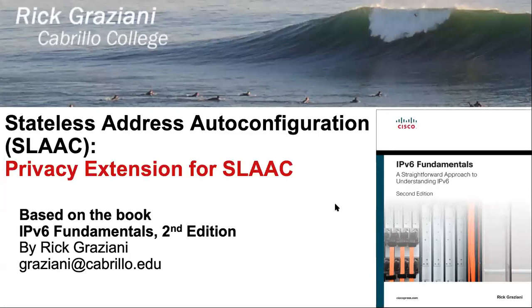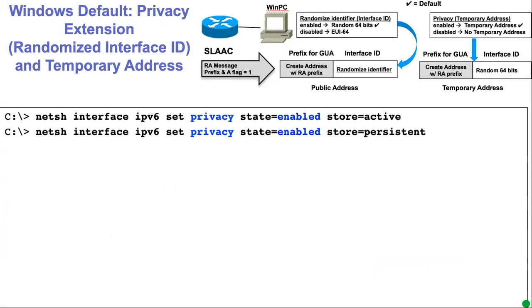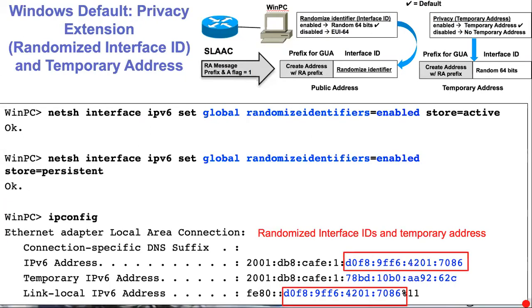Hopefully that gives you a little bit of explanation. Let me back up here, because we have two parts to consider. First of all, SLAAC, where the prefix is being advertised and the A flag is set to 1. But the privacy extension really gives us a couple of different things: first, a randomized identifier for our public address, and also a temporary address with a randomized identifier. We can always change the public address to EUI64, but we cannot change the temporary address. It can only use a randomized identifier.